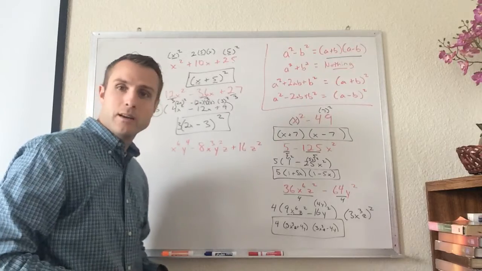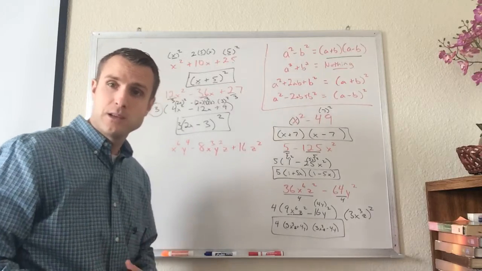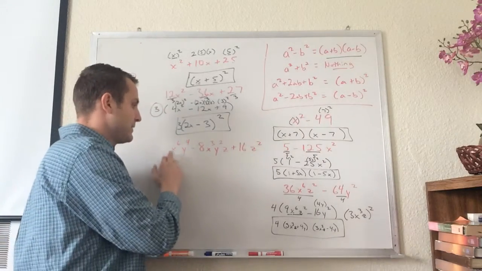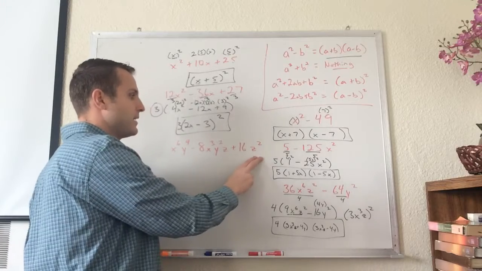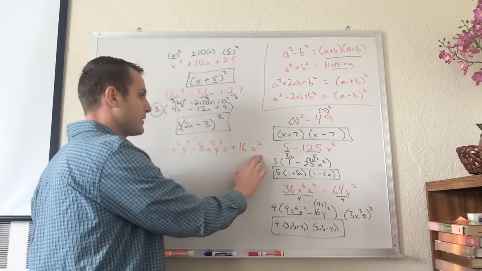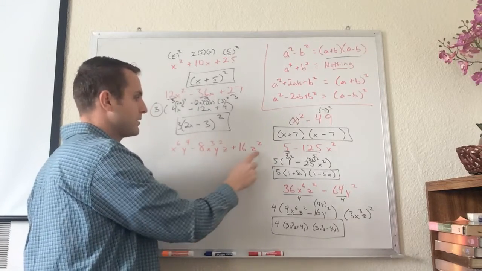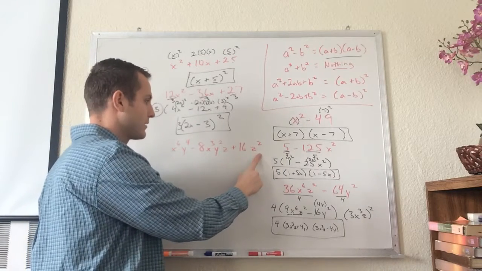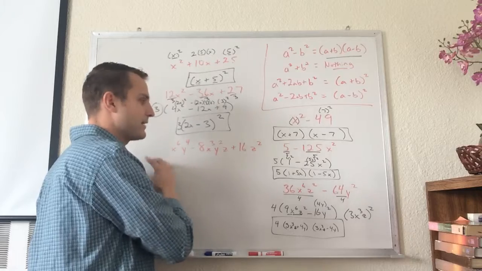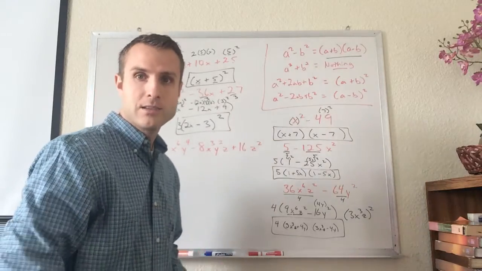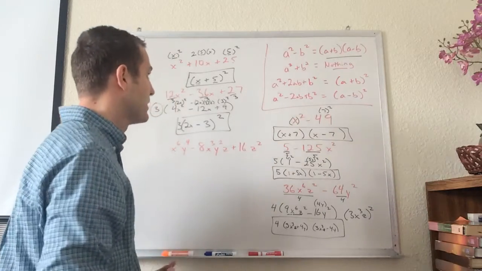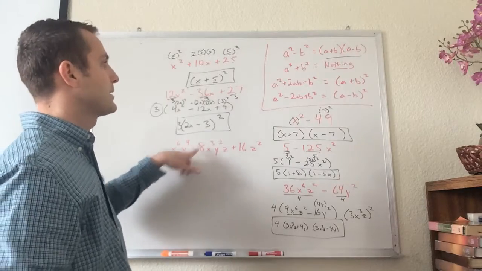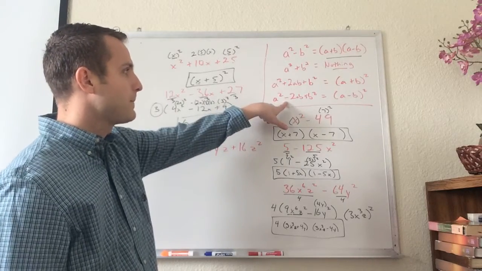Here's our last one. My first step is always to check if something can be divided by all of them. This one doesn't even have a number, so I know it's not a number. Are there any letters that are the same in all of them? There's an x here and an x here, but no x here. There's a y here or y here, but no y here. There's z's here and here, but not here. There's nothing that's in all 3 of them, so I can't divide anything by all 3 of them. There's 3 terms, and the second one is negative, so I know I'm using this one.